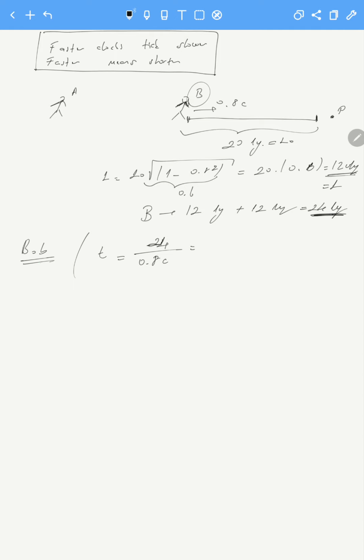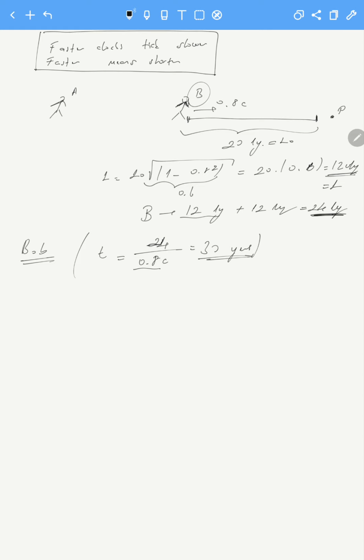To him, it is pretty straightforward. He goes a distance of 12 light years at the speed 0.8 c for 15 years, and 15 years he comes back, and he had spent 30 years on that space shuttle, just clear as day.